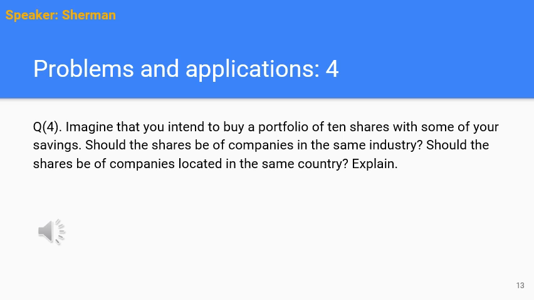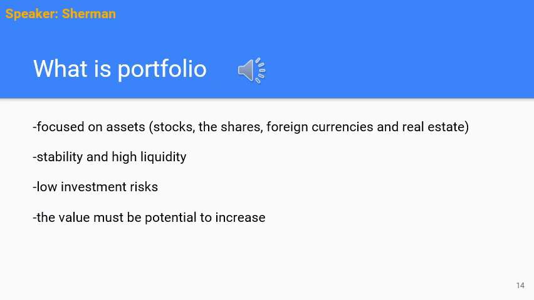Question 4. Imagine that you intend to buy a portfolio of 10 shares with some of your savings. Should the shares be of companies in the same industry? Should the shares be of companies located in the same country? Explain. So let me talk about what a portfolio is first.